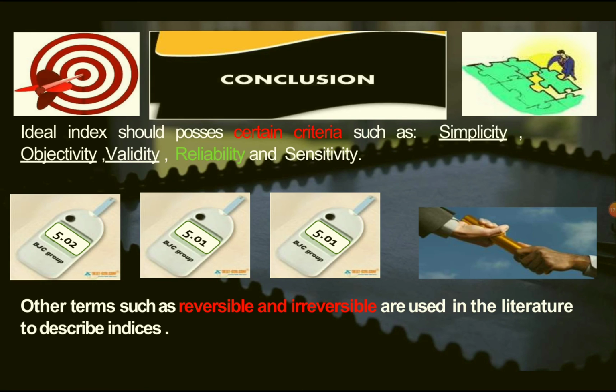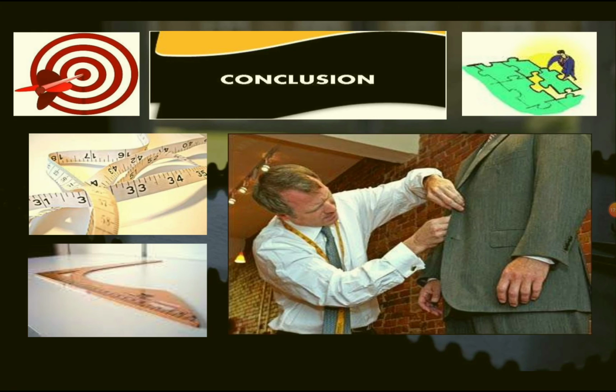So an ideal index, as we discussed, should possess certain criteria such as simplicity, objectivity, validity, reliability, and sensitivity. Other terms such as reversibility are used in literature to describe the nature of the index, whether it can be brought back again to normal condition or not. That is called reversible, irreversible.